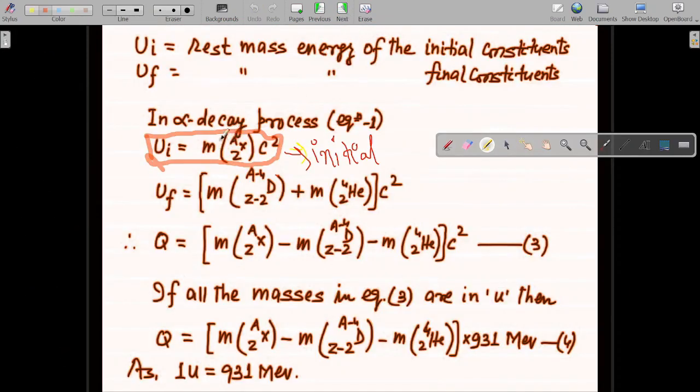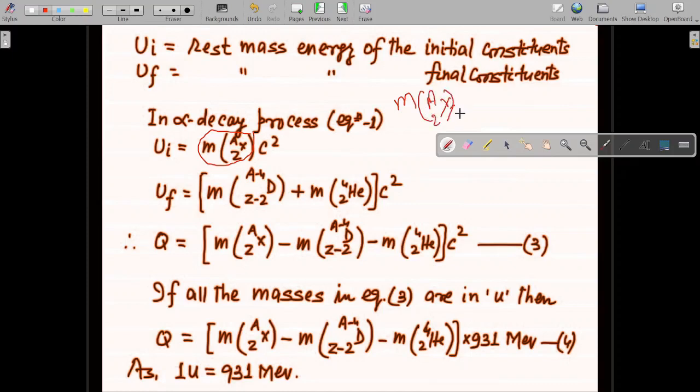Rest mass energy equals mc squared. You already know this. So the mass is the mass of this X Z A. Let me tell you, this particular term is a single term, M X Z A. What does it mean? It means the mass of the X Z A nucleus. That is your rest mass.